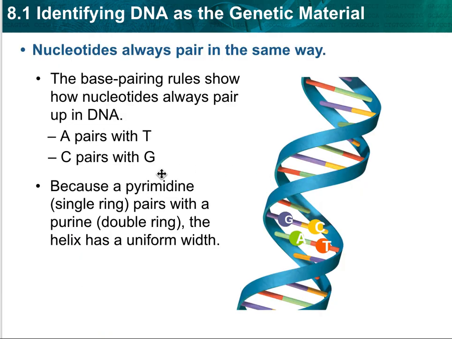And that's what we're going to talk about here briefly. And here is that double helix structure, that is a ladder that has been twisted. A should always pair with T, C should always pair with G. And because of the pyrimidine pairing with the purine, the single ring with the double ring, we always have a uniform width.